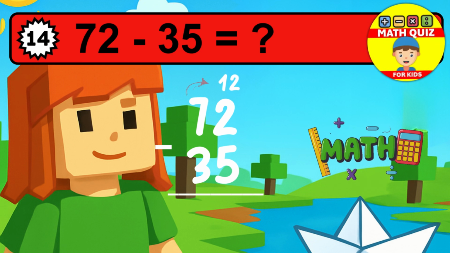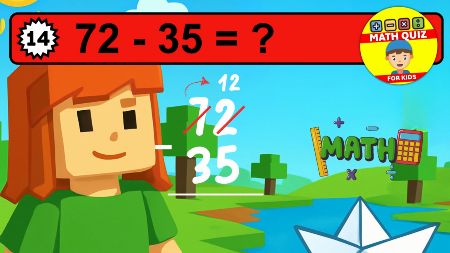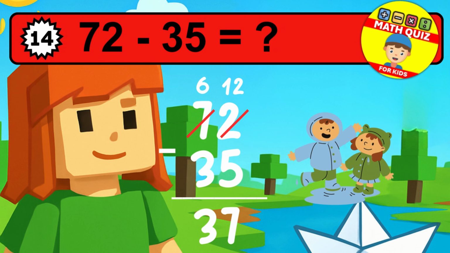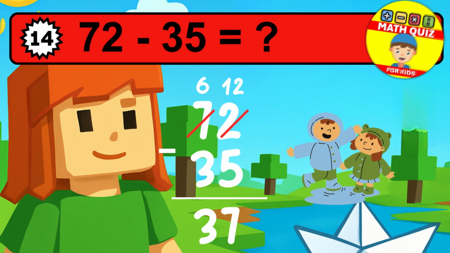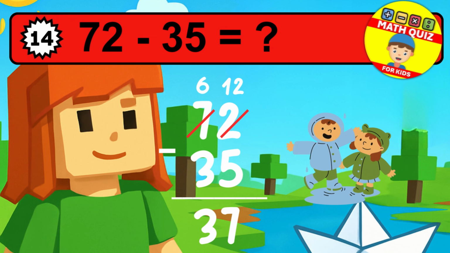Let's solve this step by step. We start with the units. 2 minus 5 is not possible, so we need to regroup. We take 1 ten from the tens column. Now we have 6 tens, and the units become 12. Now we subtract. 12 minus 5 is 7.